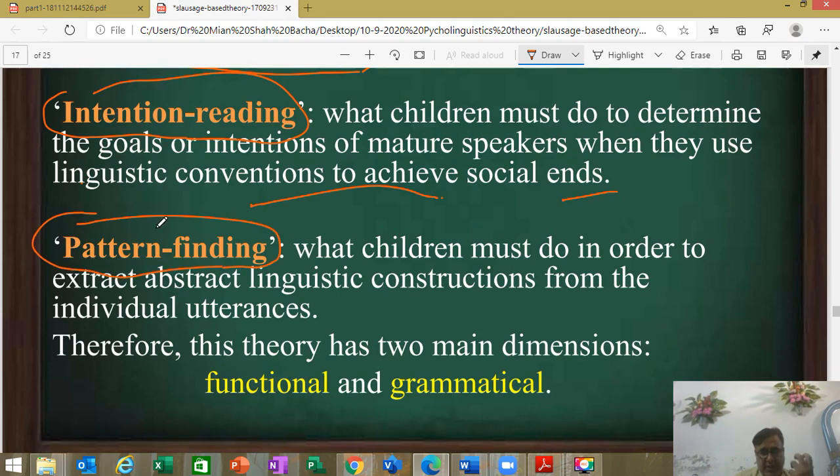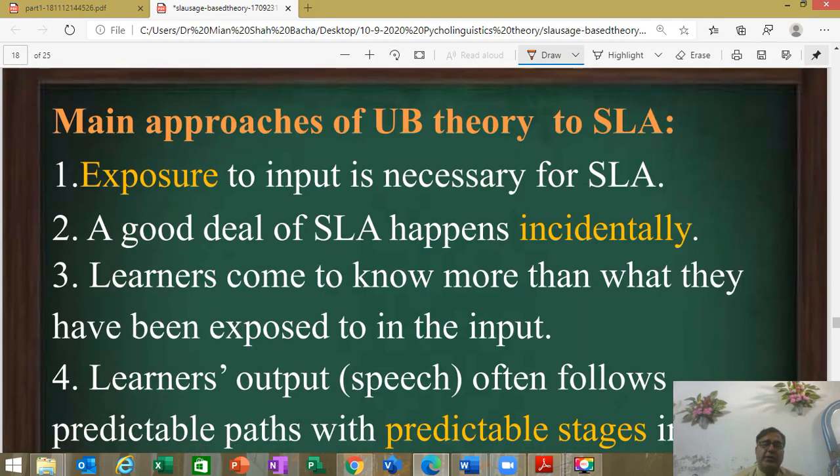The second is what children must do in order to extract abstract linguistic constructions from individual utterances. They try to construct such linguistic constructions from the individual utterances on the basis of abstractions. Therefore, we can say that this theory has two main dimensions, functional and grammatical. And further, we move to the main approaches of UB to SLA.